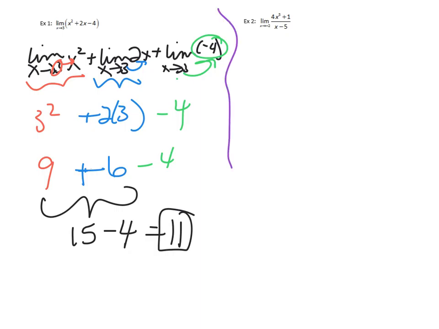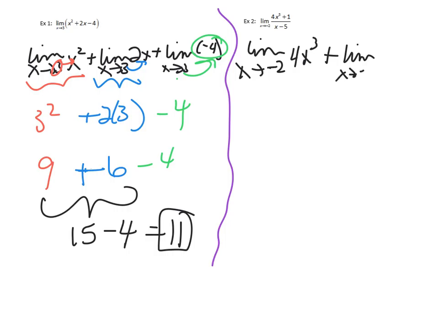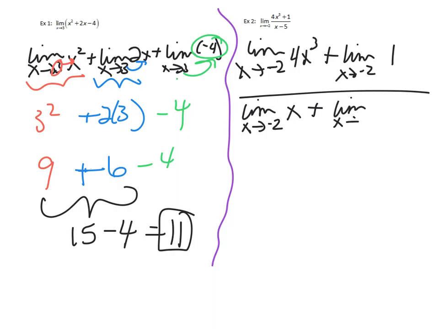Okay, then the next one, same thing. We're going to split it up into the limit as x approaches negative 2 of 4x cubed, plus the limit as x approaches negative 2 of 1, and so on. And yes, you need to write the limit as x approaches every time. If you don't, I'm going to take off for it, because then you're not talking about limits, you're just talking about functions. You need to write this every time, and when you get to calculus, they will make you write it every time, or they'll take off for it when you take an AP test.